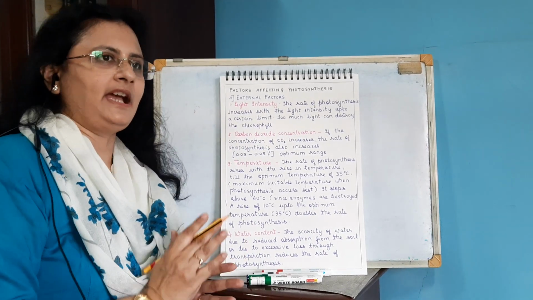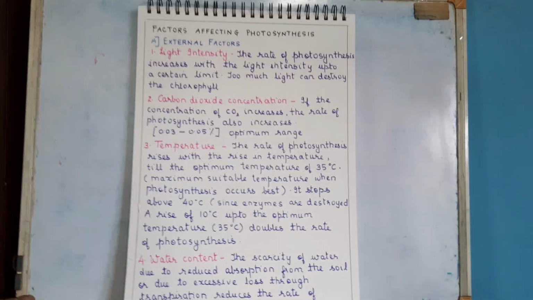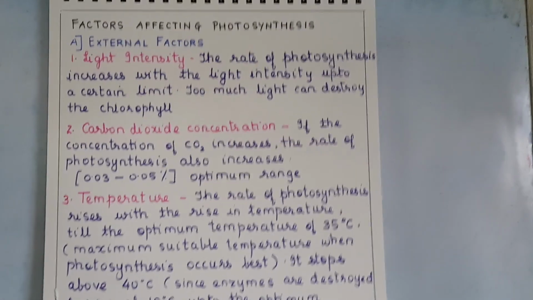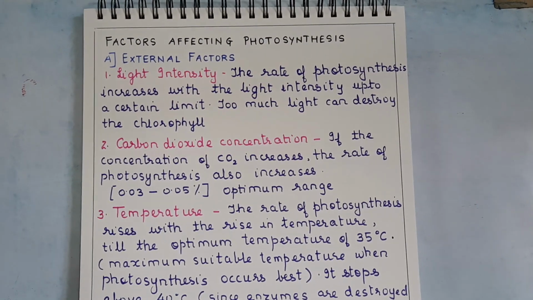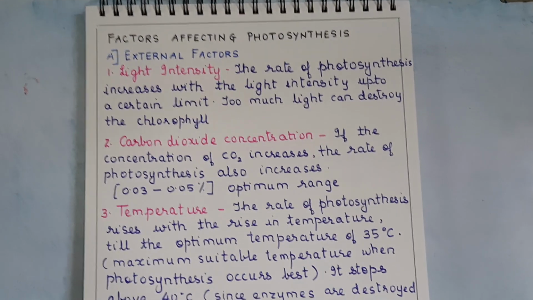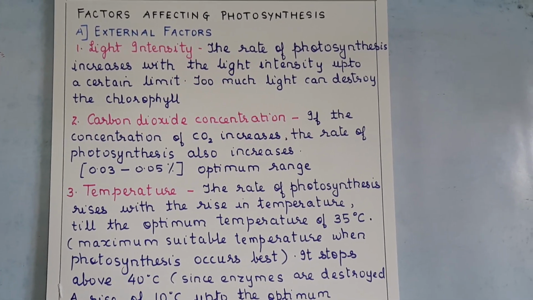Okay, now first we will have a look at the external factors. If the light intensity increases, the rate of photosynthesis also will increase, but there is a limit up to which the rate will increase, because if the light is too strong, it has a tendency to destroy the chlorophyll. Yes, so the light has to be optimum.